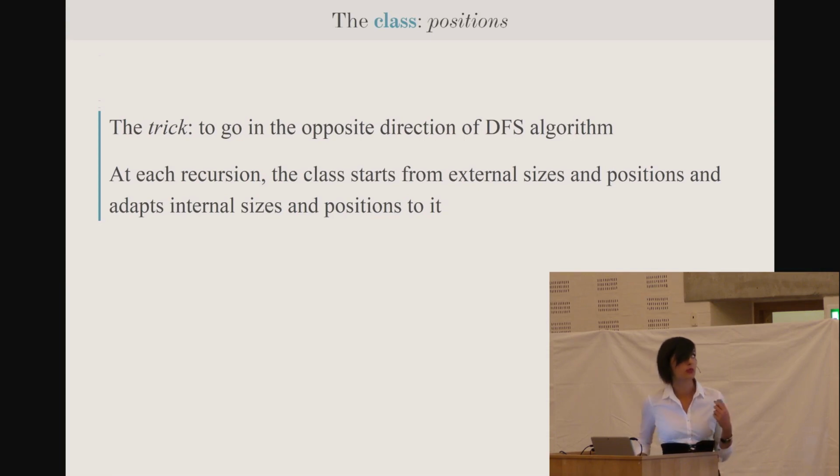The trick to calculate object position consists in going in the opposite direction of the depth-first search algorithm. Indeed, this time we already know the size of frames and also how much space their content actually needs. So the class starts adapting the content to the external size and calculating the position of groups, considering their alignments. So this time we go deep on each branch as before, but at each recursion the class starts from the external size and position and adapts internal size and position to it.